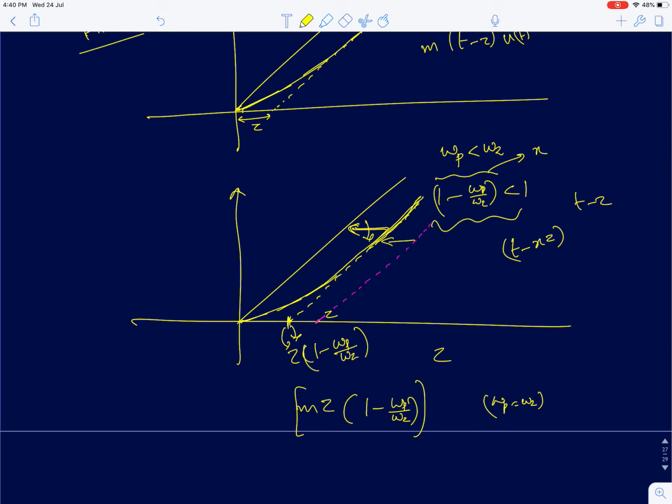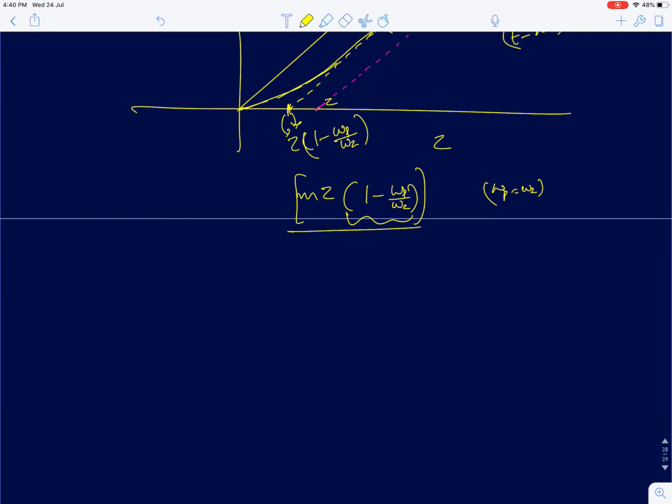It's just a constant function. The gain is just 1 for all frequencies. But for any other omega z which is greater than omega p, the error will reduce. Initially it was m into tau, it will reduce by a factor given by 1 minus omega p by omega z.